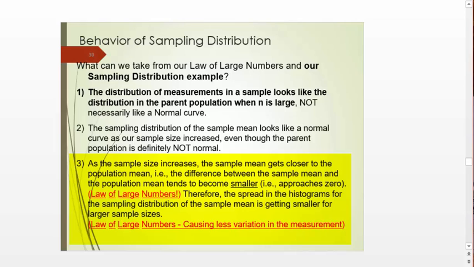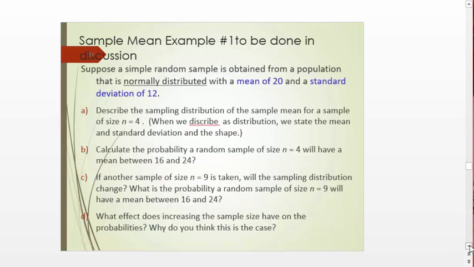That is, the difference between the sample mean and the population mean tends to become smaller, approaches zero, by the law of large numbers. Therefore, the spread of the histograms for the sampling distribution of the sample mean is getting smaller for larger sample sizes. Our guess is better, so the variation is less.